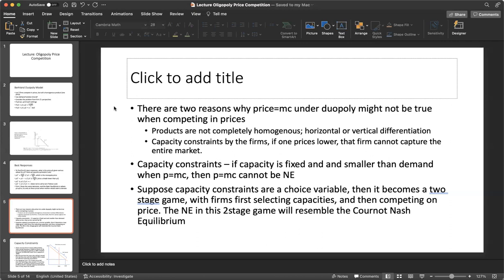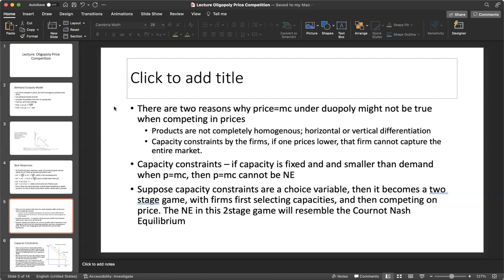But there are two reasons why price equals MC under duopoly or price competition might not be true when competing in prices. First, products might not be completely homogeneous. So you have horizontal or vertical differentiation. If you read the book, you will have some horizontal differentiation, and that's enough to generate deviation from marginal cost pricing. The second is capacity constraints by firms. So you can see here why that would work. If everyone is constrained, that means you cannot actually serve more customers. If you lower the price, no one can capture the entire market because you are limited in whom you can sell to, because you're already at your capacity.